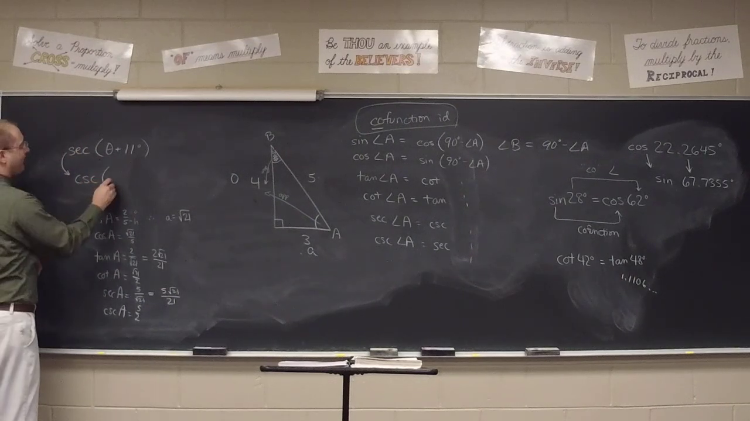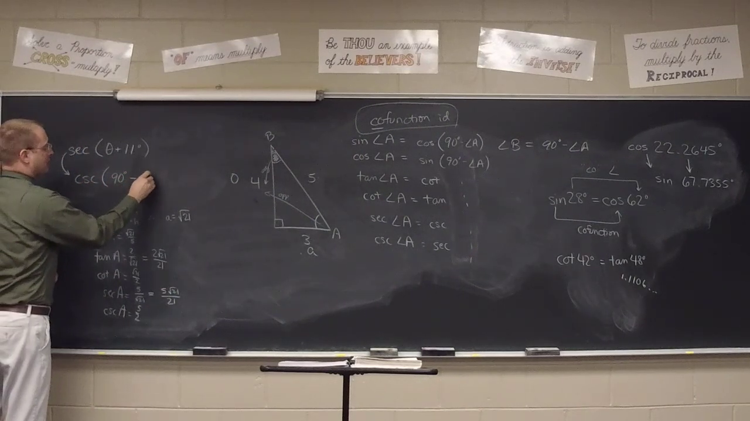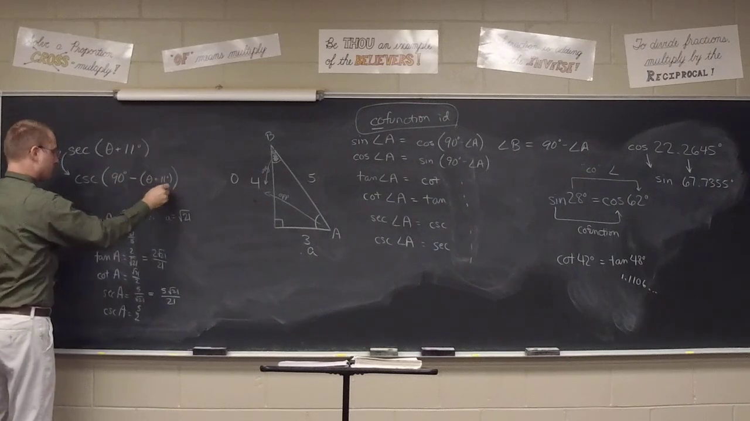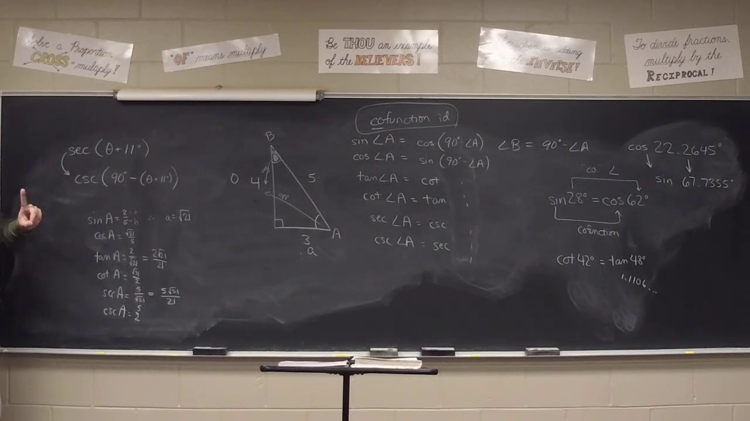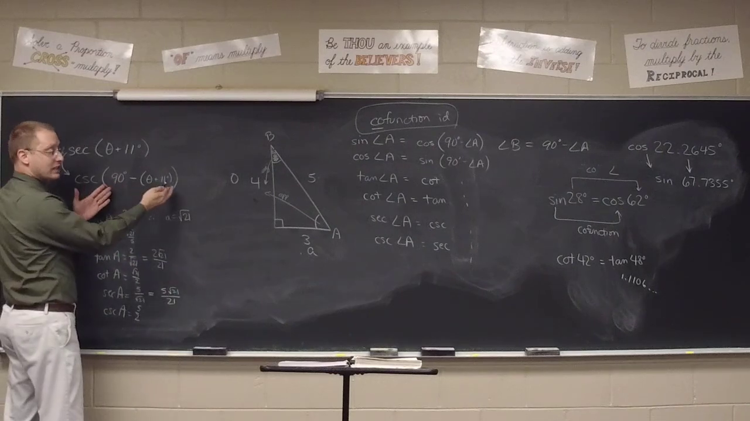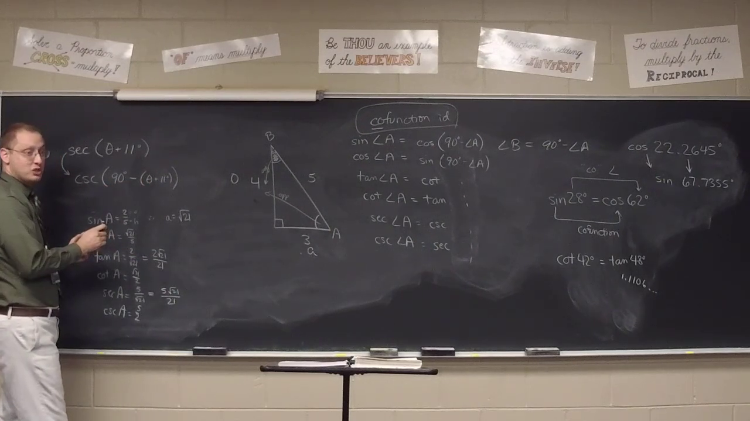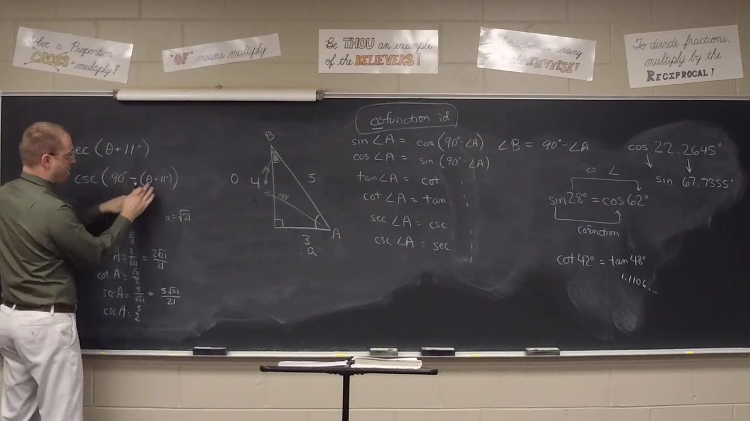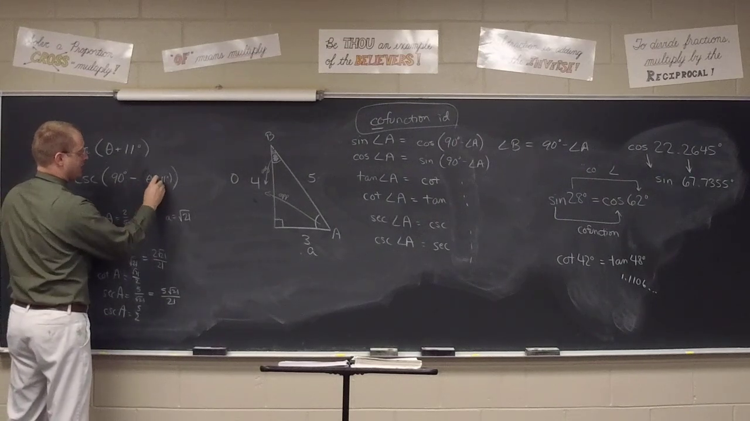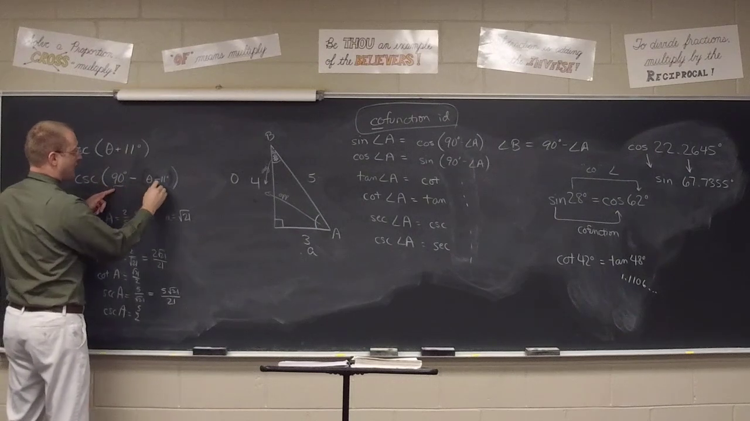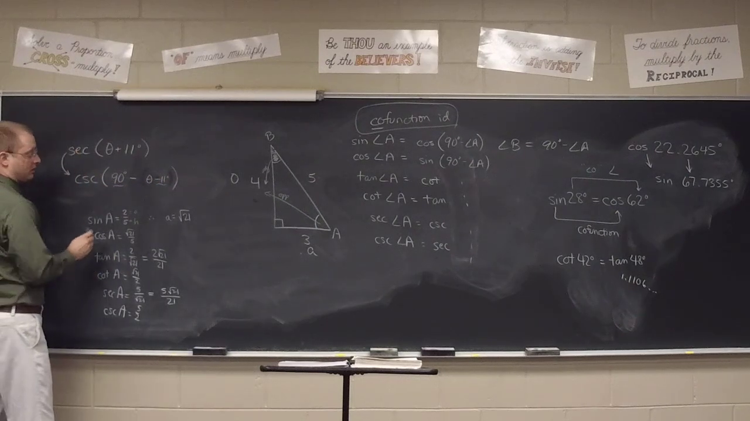Well, 90 degrees minus theta plus 11 degrees. I don't know what theta is. We don't know what theta is, but we don't have to. We can represent this algebraically. I've got parentheses preceded by a negative, which tells me, class, I need to change the sign. So the theta becomes negative and the 11 becomes negative. We'll combine the 90 and the negative 11.